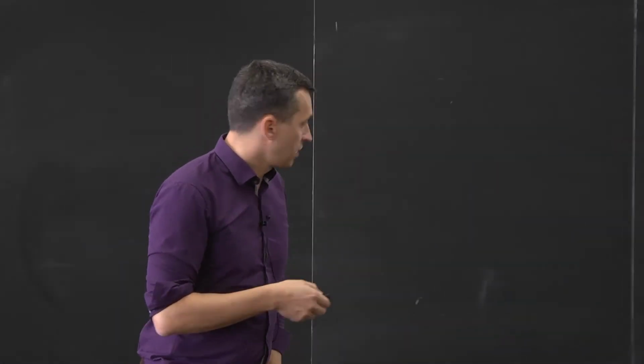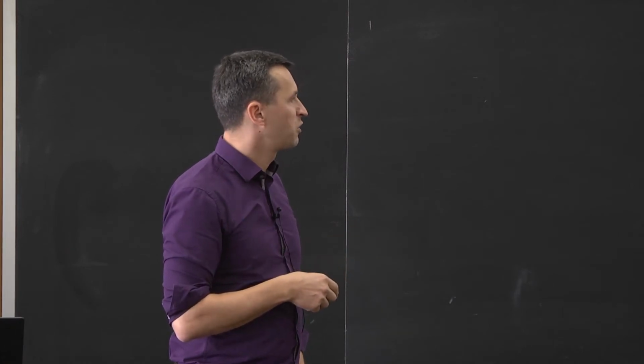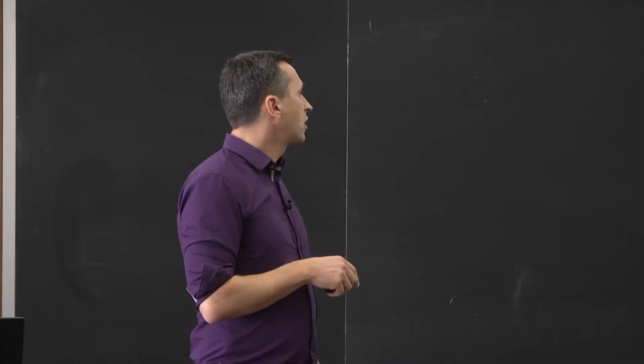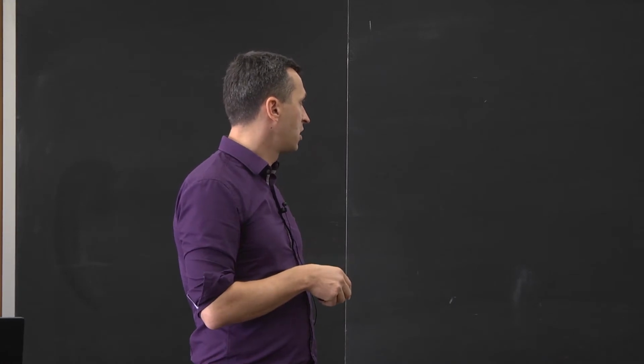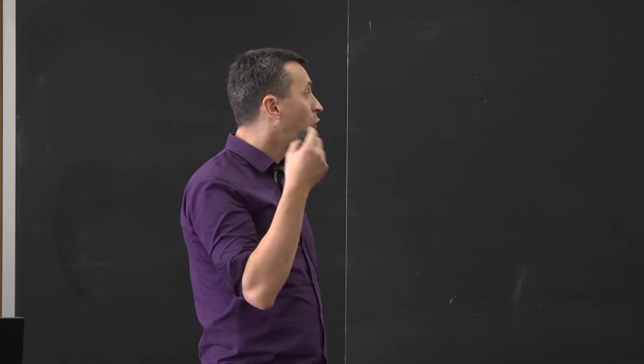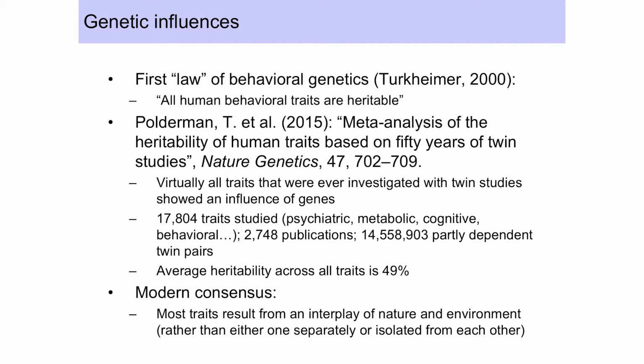My colleagues at the Vrije Universiteit in Amsterdam published a nice paper together with Peter Visscher in 2015, which was a meta-analysis of all the twin studies that had been done up to 2014, I think. They looked at this entire body of literature, which was almost 18,000 traits studied in almost 3,000 publications, based on over 14 million partly dependent twin pairs. So there's a massive amount of data. What they found is that for all the categories of phenotypes they looked at, they rejected the null hypothesis of no heritability. Of course, they found a wide range of heritability estimates, and across the various traits, the average heritability estimate was pretty much exactly 50%.